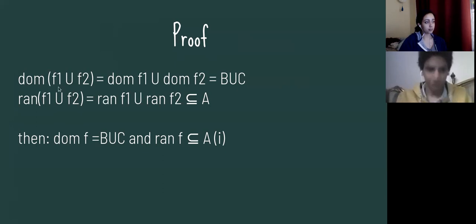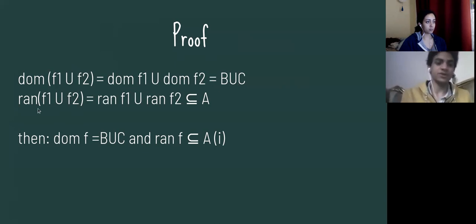And so first, when we spoke about graphs, there was one of the theorems. We said that the domain of F1 union F2 is the same as the domain of F1 union the domain of F2. So the domain of F1 is B because we defined F1 to be a function, and the domain of F2 is C since F2 is also a function. And so this would mean that the domain of F1 union F2 is B union C. So this satisfies the first condition.